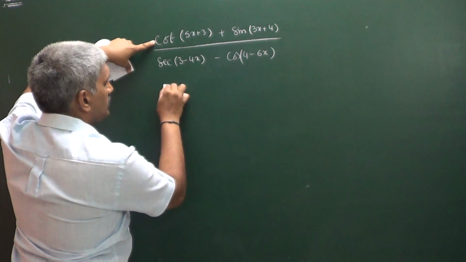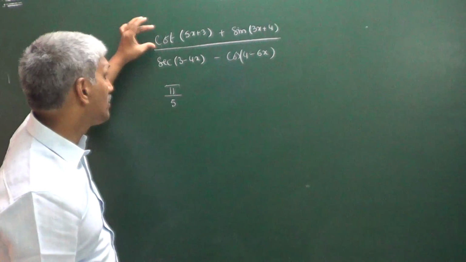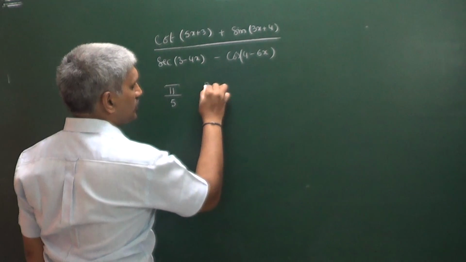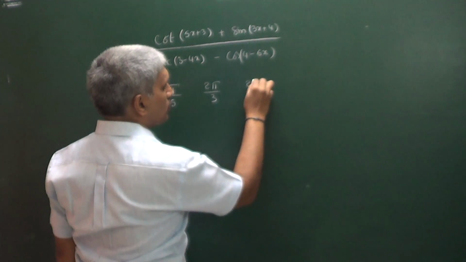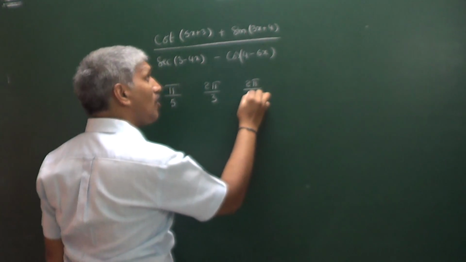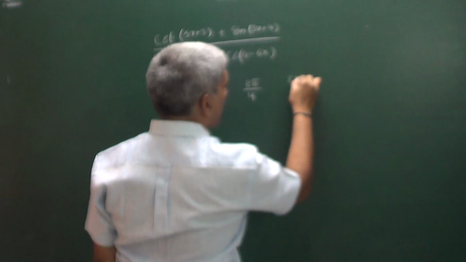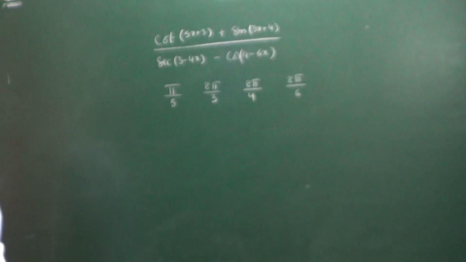That function's period is pi by 5, because you know cot x is a periodic function with period pi, so here it is pi by 5. Next, this function's period is 2 pi by 3. This function's period is 2 pi by modulus of minus 4, that's why 4. Whereas this function's period is 2 pi divided by modulus of minus 6, that is equal to 6. Now we have to find out the period of this function.